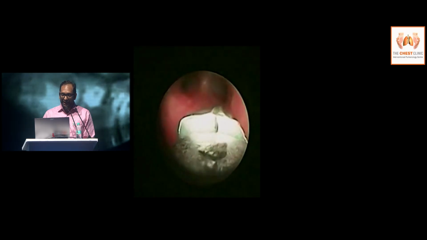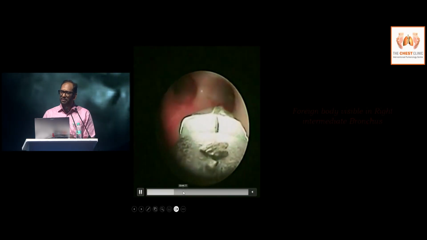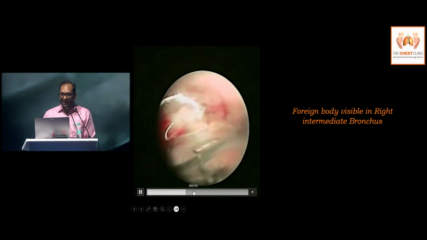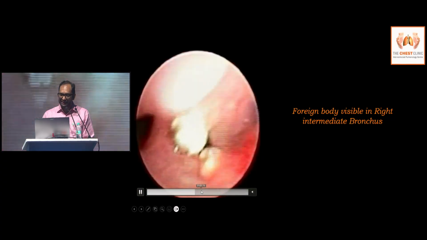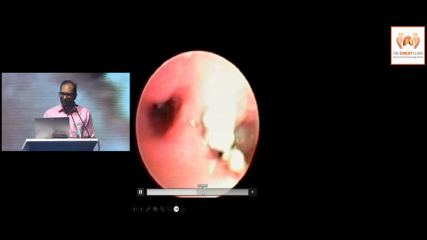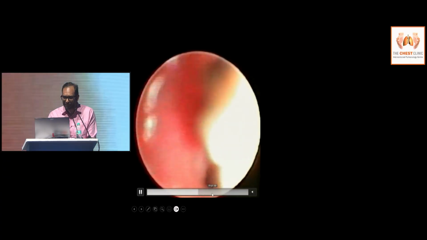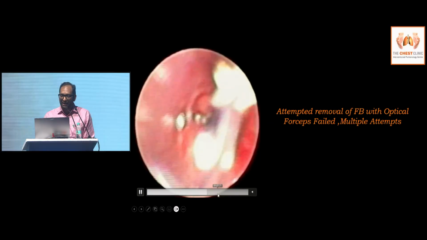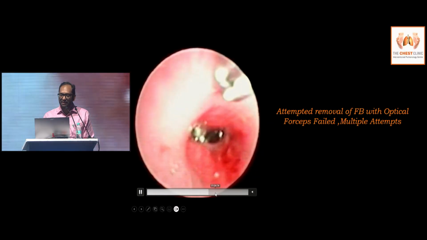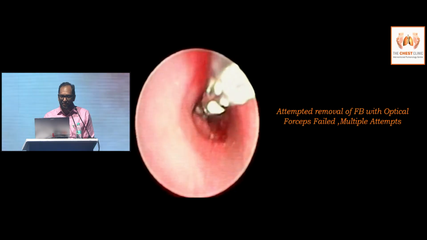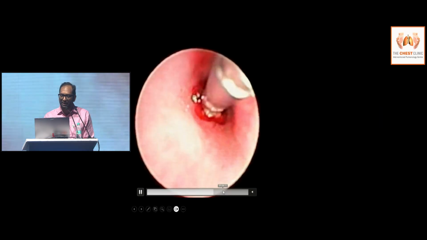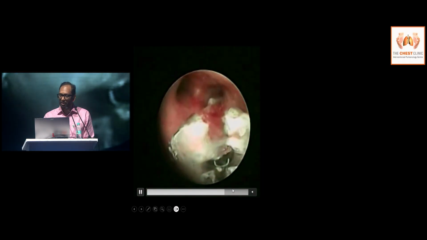So initially I tried with an optical forceps, but was not able to reach the right lower lobe bronchus with it, and had to rethink what to do next. I changed to a flexible bronchoscope through the rigid bronchoscope and used a 1 mm biopsy forceps. Once you grasp the foreign body with the 1 mm biopsy forceps, you can safely retrieve it proximally, and then extract it with either the same forceps or an optical forceps.